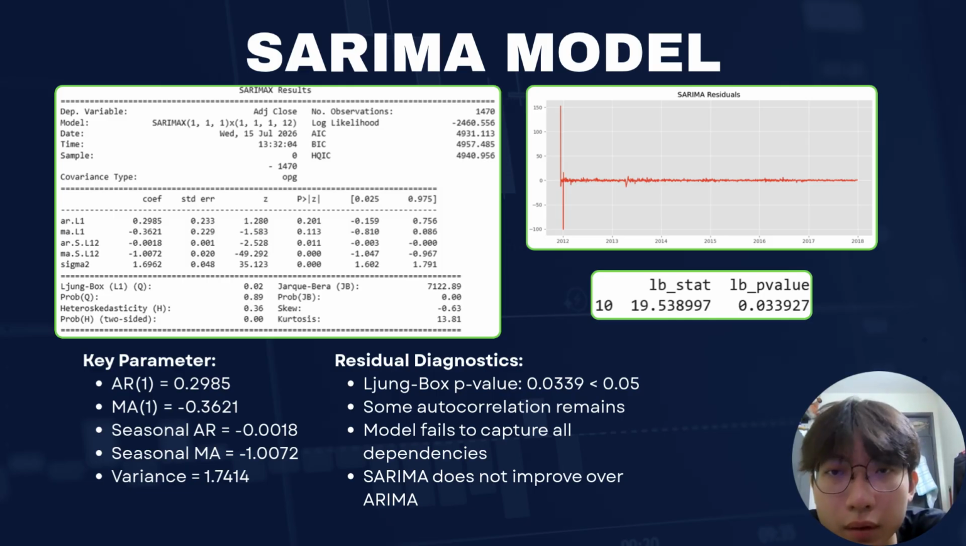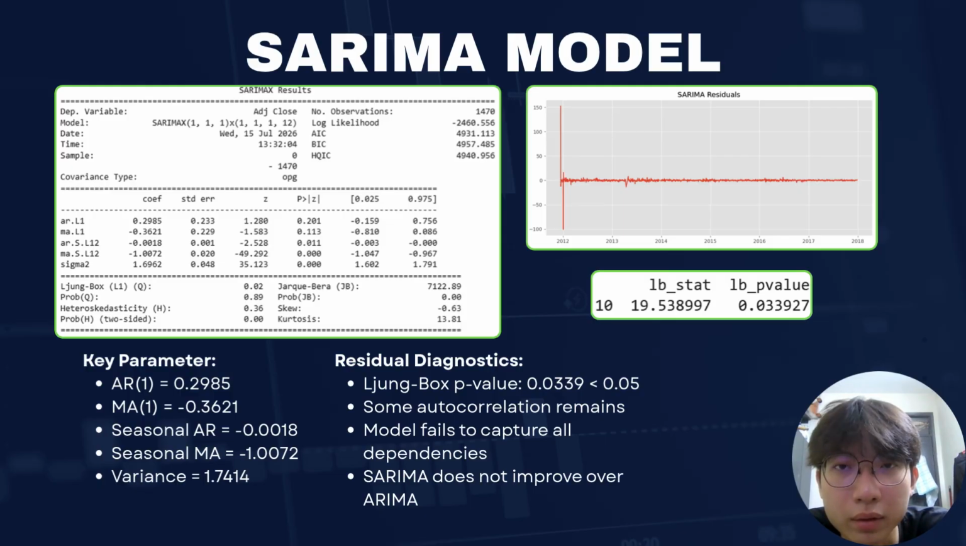For the fourth, we built a SARIMA model to test if adding a seasonal component will improve our forecast. The estimated parameters were AR 0.2985, MA negative 0.3621, seasonal AR negative 0.0018, and seasonal MA negative 1.0072. Notice the seasonal AR is very close to zero, which confirms seasonality has little impact on gold prices.